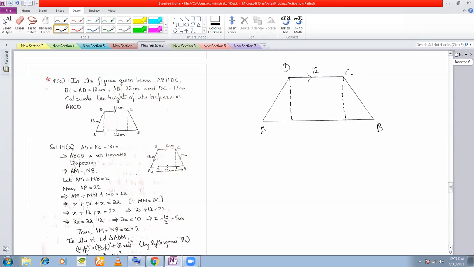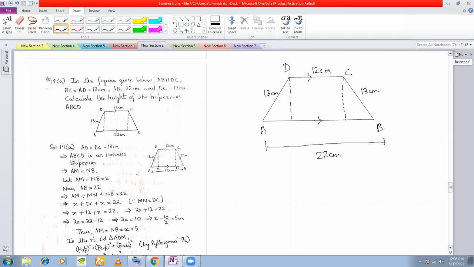These two are given to be parallel, 12 centimeter. And AB, this entire length here is given to be 22 centimeter. This length is given to be 13 centimeter. Okay, fine. So in this figure, AB parallel to DC, fine with this. This is already marked in the figure. DC is equal to AD is equal to 13 centimeter. So both these lengths are given to be 13 centimeter. AB is 22 centimeter. Fine, we have marked this. DC is 12 centimeter.